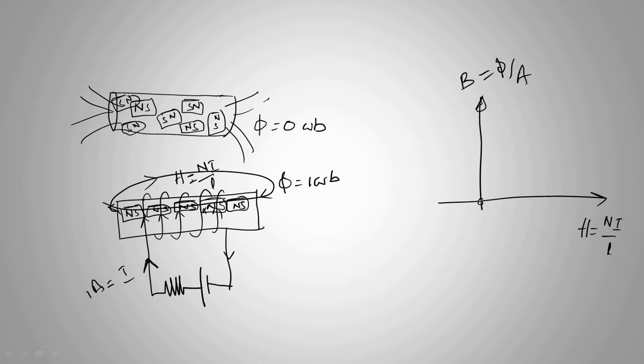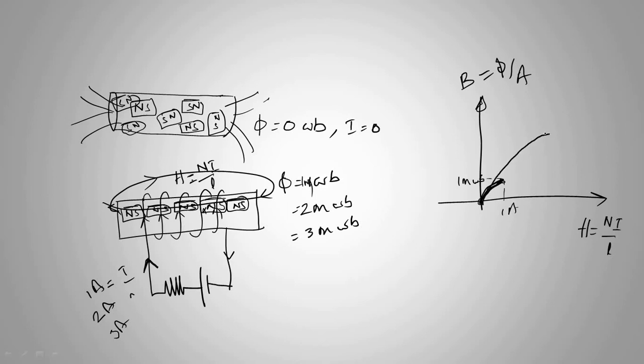Initially the dipoles are in a random direction, so the flux is 0, the current is 0: input is 0, output is 0. Now I am applying a current of 1 ampere, the magnetic dipoles are oriented, and the flux is created. For 1 ampere it is 1 milliweber. Similarly, if I increase the current to 2 amperes, 3 amperes, the flux also increases to 2 milliweber, 3 milliweber. So the flux increases linearly up to some point.